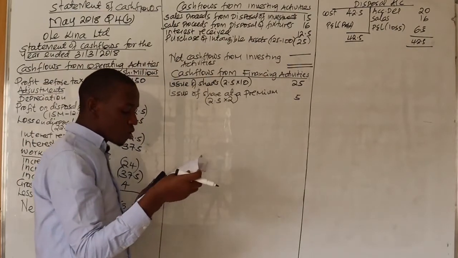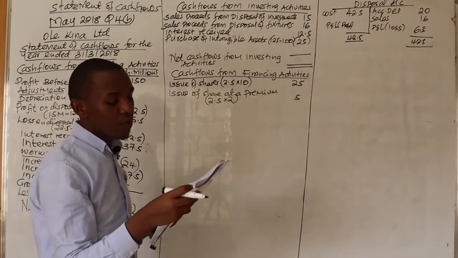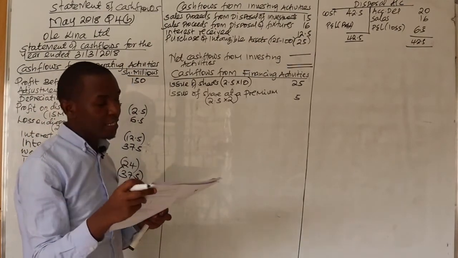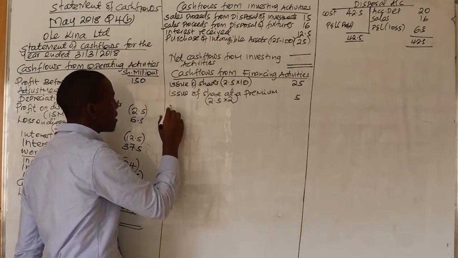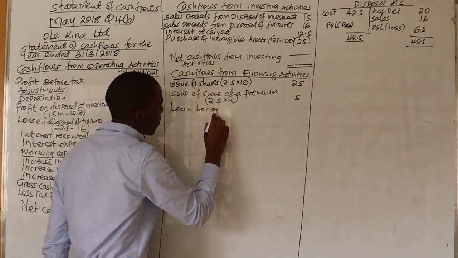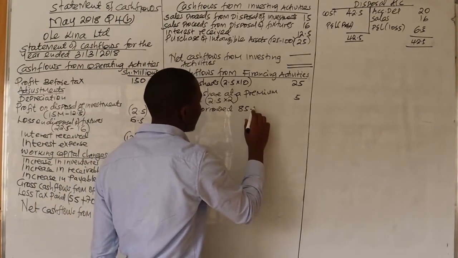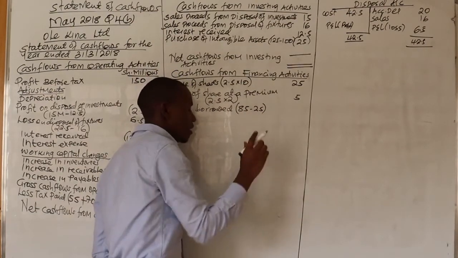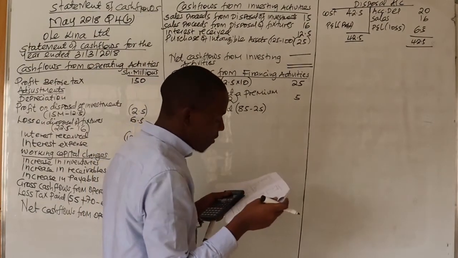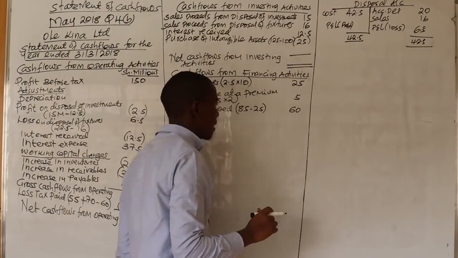Now, the other thing, you go to the loan. 2017 was 25, and 2018 is now 85. The increase is as a result of what? The loan that was borrowed. So it is 85 minus 25, which in this case will be 60. So it is an increase.